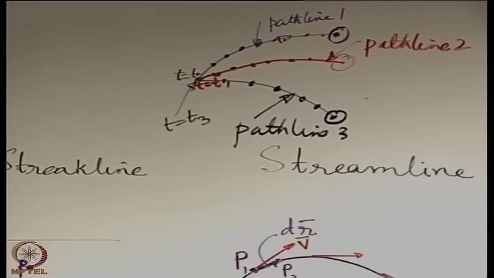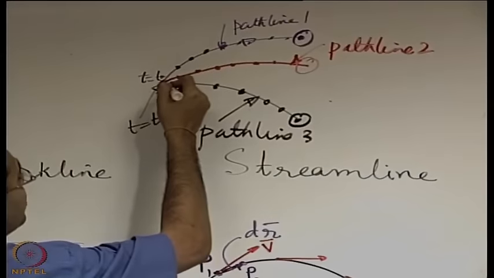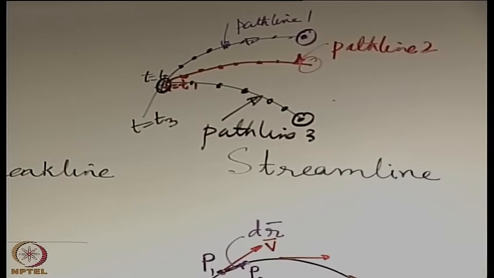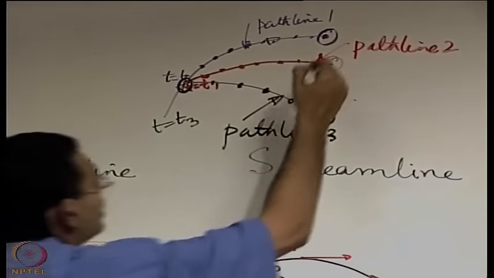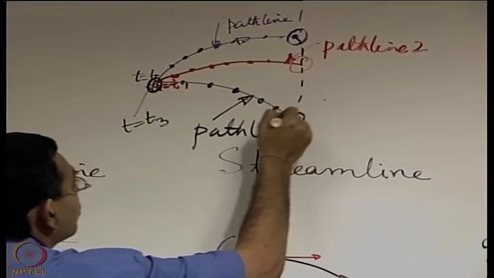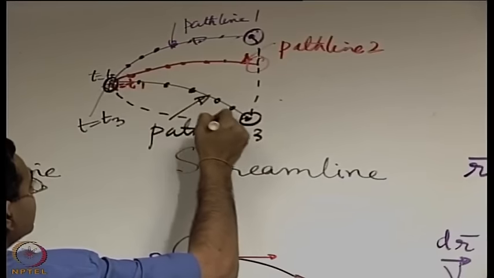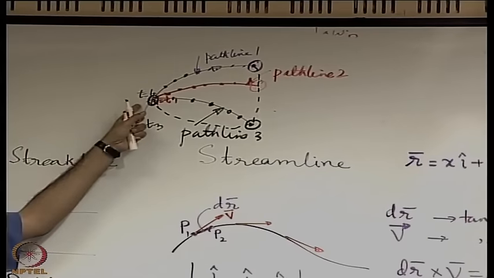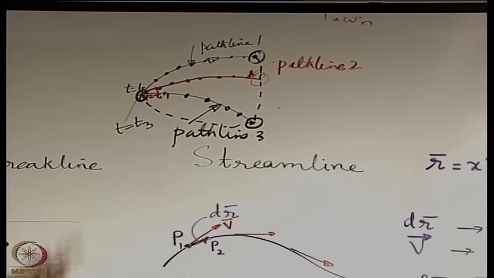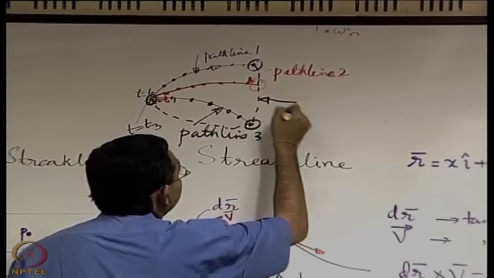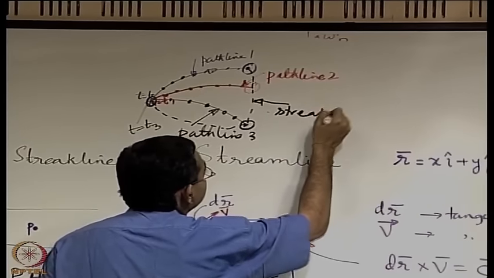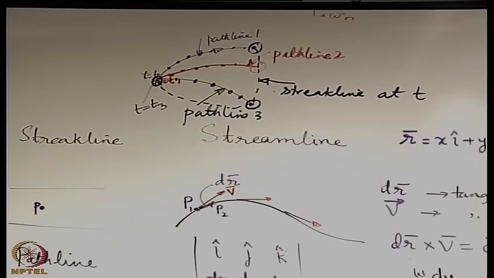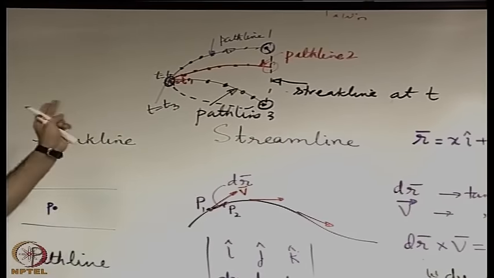Right now at time equal to t, say there is one more fluid particle that is injected just here if it is a continuous process. So the locus of all these which at some earlier instance of time pass through the point of dye injection, that locus is now the streak line at time t. So we can clearly demarcate between streak line and path line.